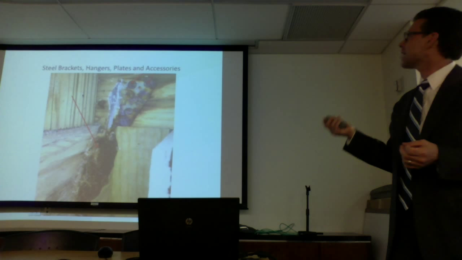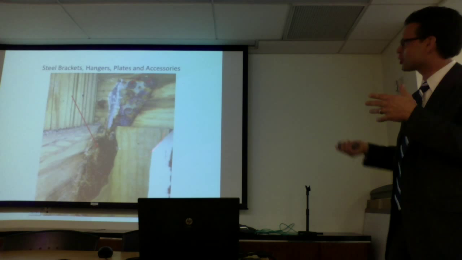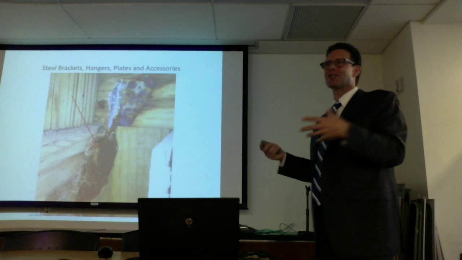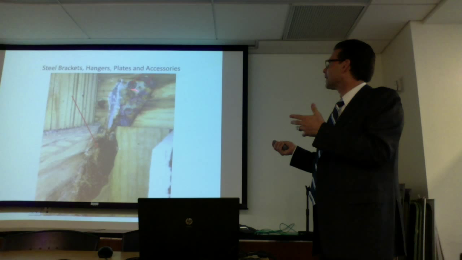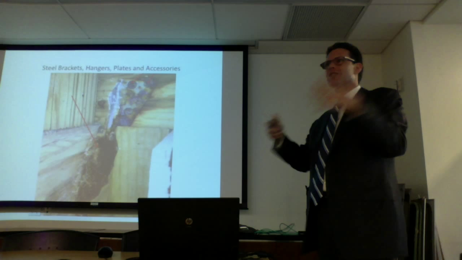Steel brackets, hangers, plates, and accessories. This is a post-Sandy house. This is structural members. There's probably 280 to 300 of these brackets that hold their house together because they're not nailed. They're used with brackets. The brackets are all rusting away, and the wood's rotting. Because when metal touches salt water, it creates some electrolytic reaction and does that to it. It's not good.